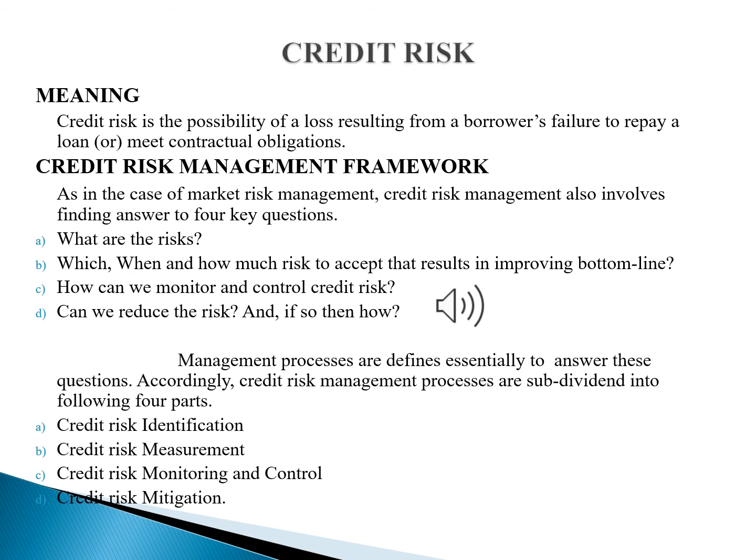First one, what are the risks? Then, which, when and how much risk to accept that results in improving the bottom line? How can we monitor and control credit risk? And the last one is, can we reduce the risk, and if so, how? Management processes are defined essentially to answer these questions. Accordingly, credit risk management processes are subdivided into the following 4 parts.